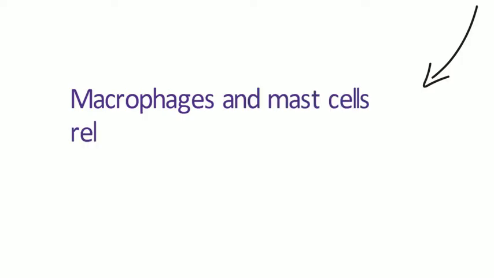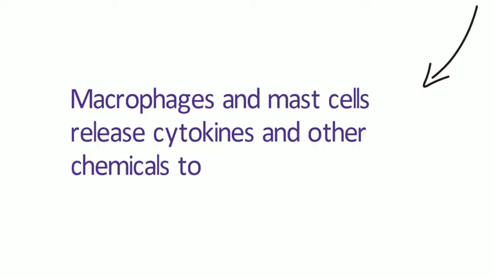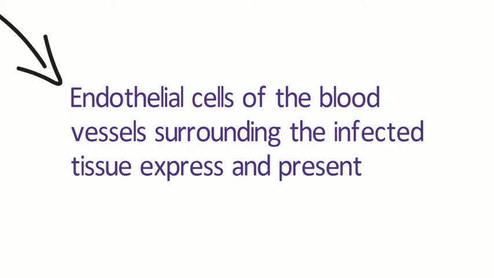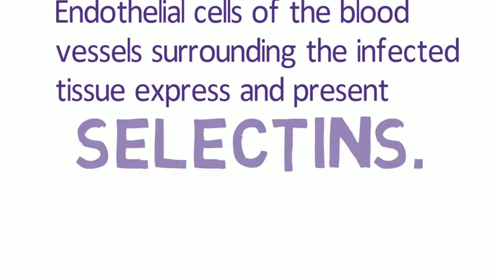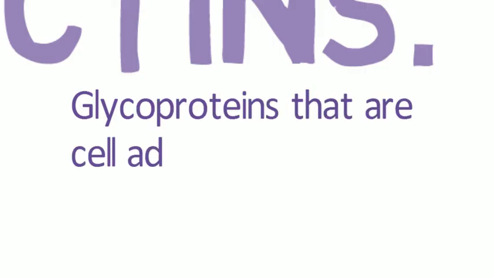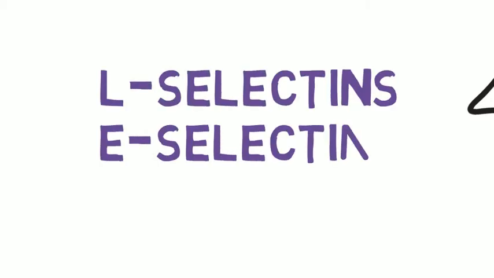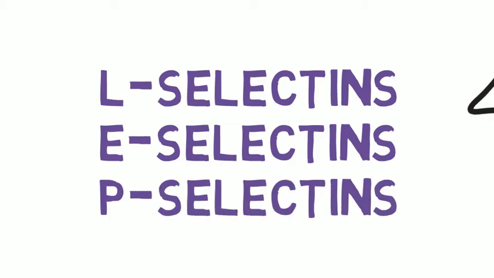Upon interaction with a pathogen, resident macrophages and mast cells in the tissues release cytokines and other chemicals that induce inflammation. These signalling molecules affect the endothelial cells of the blood vessels surrounding the tissues and cause them to produce and present a group of molecules known as selectins on their surface. Selectins are glycoproteins that function as cell adhesion molecules. L-selectins are found on the surface of most leukocytes. E-selectins and P-selectins will be found on the surface of endothelial cells after being activated by cytokines.